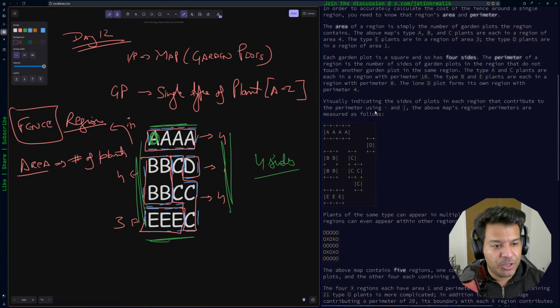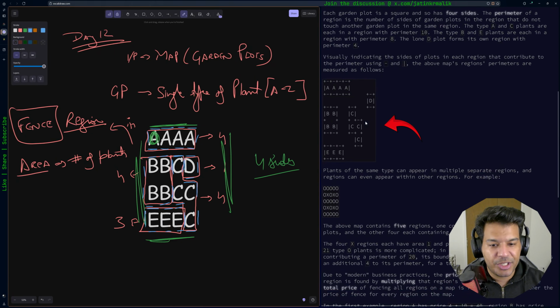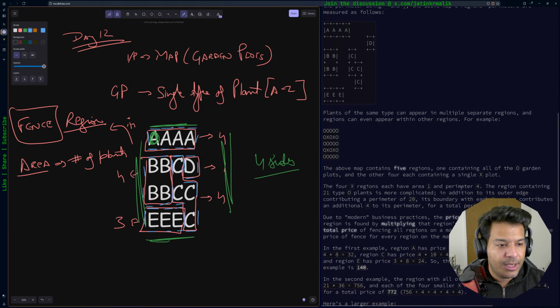So there is a visual representation including the sides of the plots in each region that contribute to the perimeter, using dash and pipe. And the above region perimeters are measured as follows, which is basically the blue lines that we have drawn here. Let's read on.